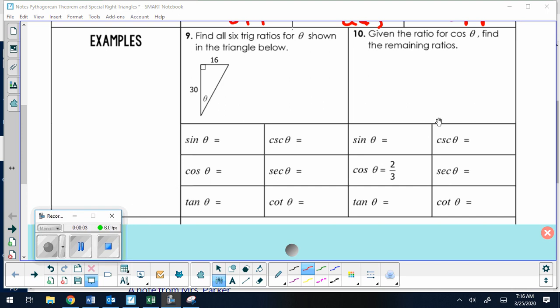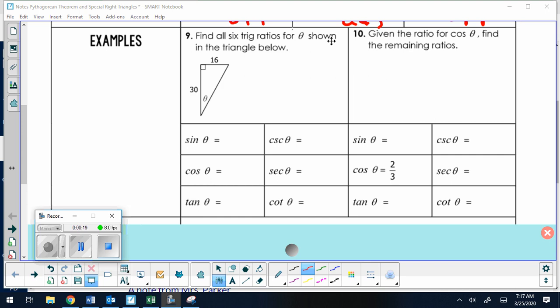We are now going to take a look at an example. We're actually going to do example 10. You're going to come back and do example 9 in the quiz just to make sure that we're understanding. So notice it says in example 10, given the ratio for cosine of theta, find the remaining ratios.